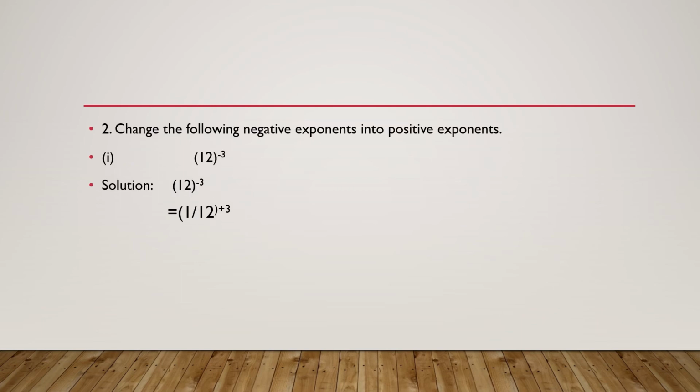Now question number 2 is change the following negative exponent into positive exponent. In part number 1, of course, a negative exponent is given to us. And students, as I told you, to convert a negative exponent, simply take the reciprocal of 12. Now what is the reciprocal of 12? 1 by 12. If you take the reciprocal of 12, the power automatically changes its sign. So we will take the reciprocal of 12, that is 1 by 12, and minus 3 will be changed to plus 3. Always take the reciprocal of your base and you have to change the sign of the power.